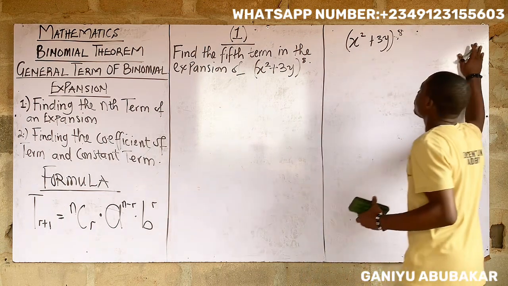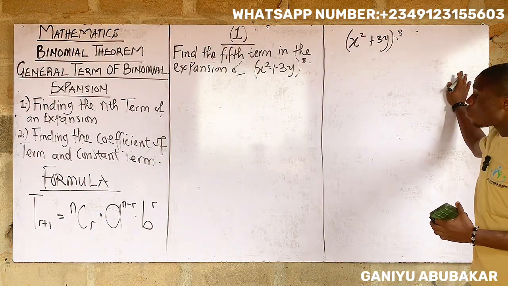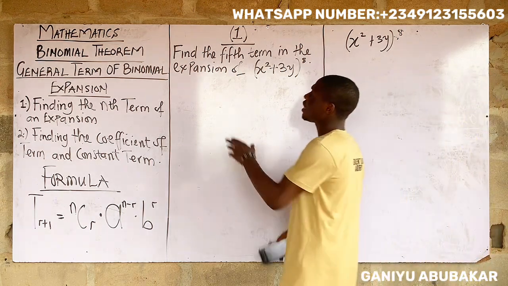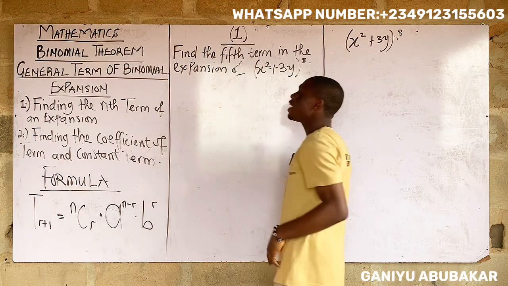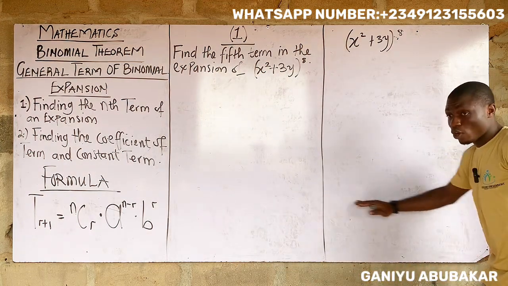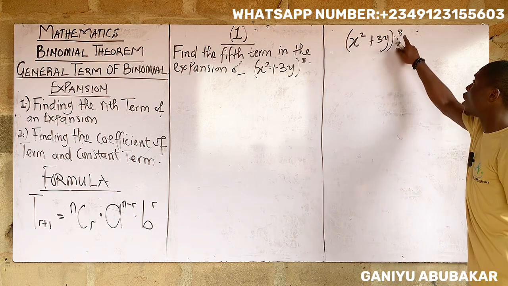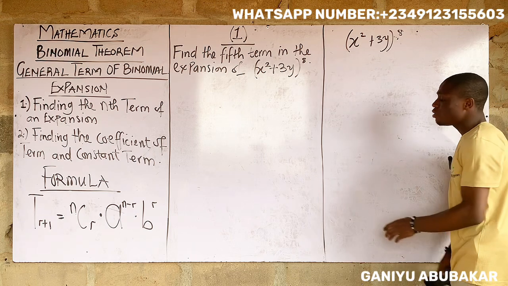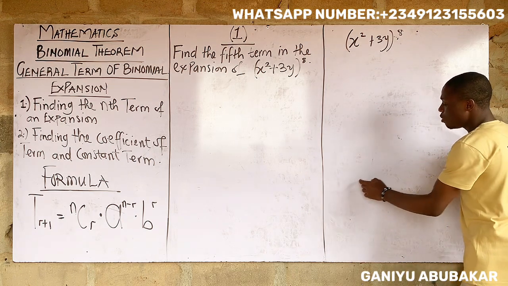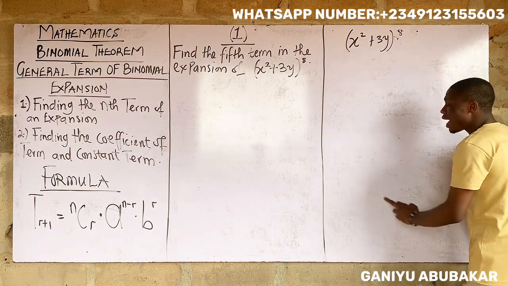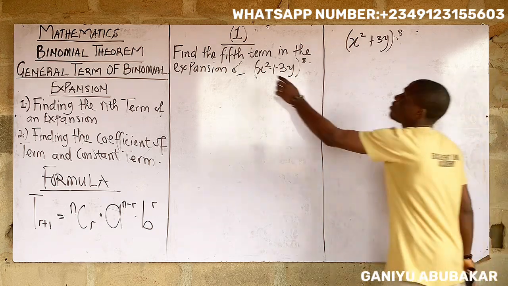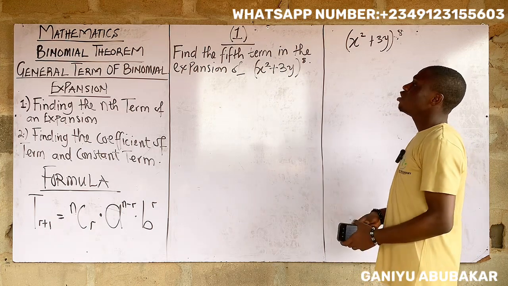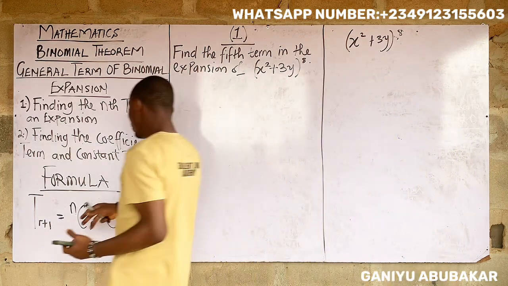If I expand this using Pascal's triangle, I'll have a very long answer. But the task now is to find the fifth term. It means that after expanding this, we know it will be long, and I'll be having 9 values. If I count the first one, 1, 2, 3, 4, 5, the one that will fall at position 5 is my fifth term, which I'm looking for. That's the concept. Now, finding the fifth term is quite simple. I apply the same formula.